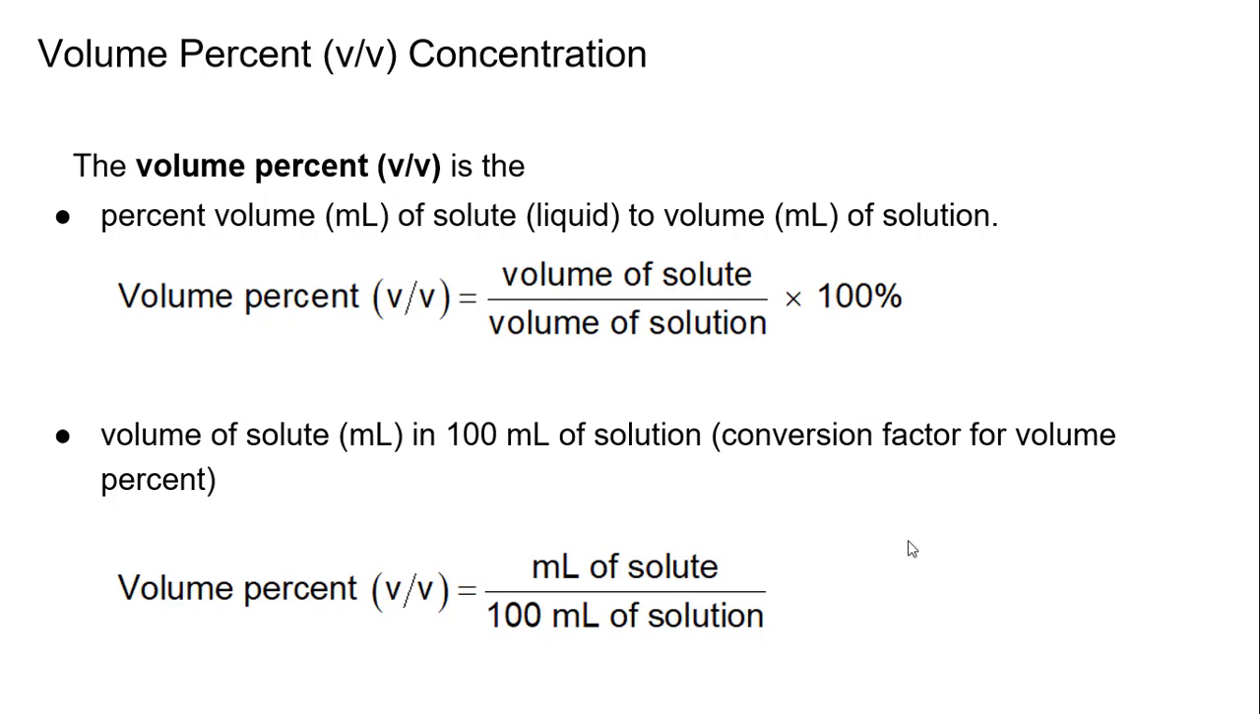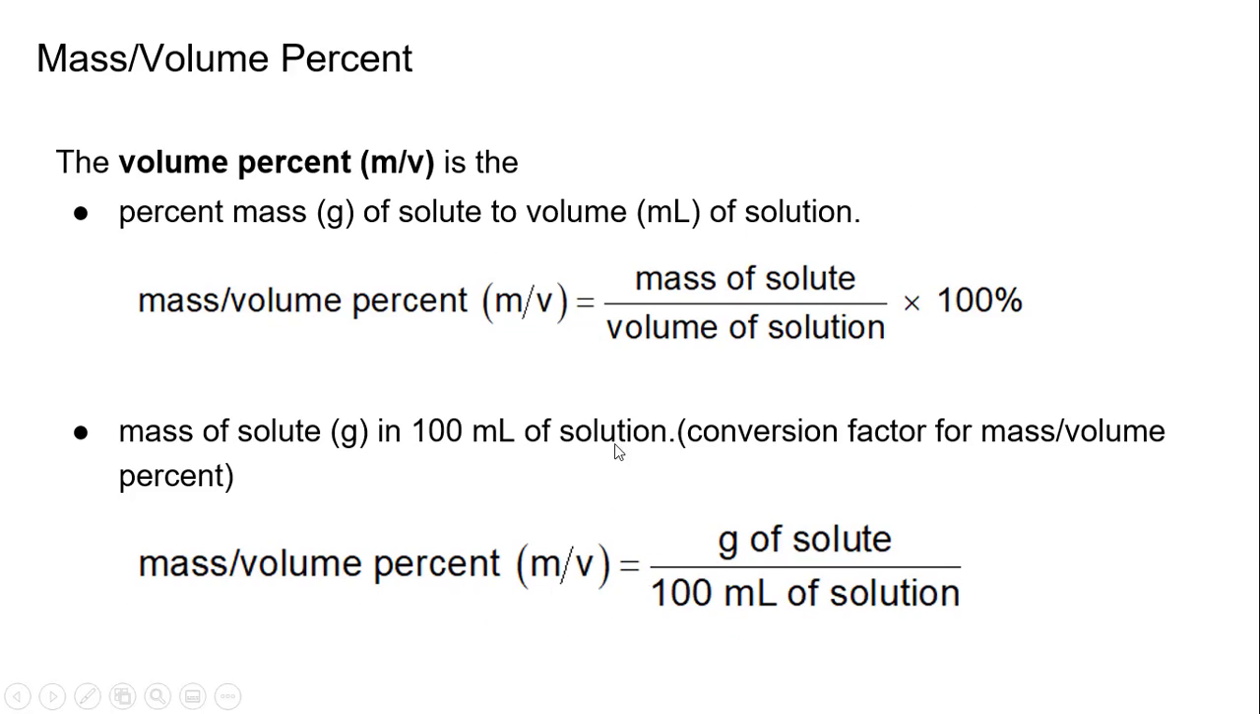Now we're going to look at volume over volume. The volume percent is the percent of solute liquid to volume. Let me just read this again. The percent volume of solute to volume of solution. So this is in mils over mils. So it's the same setup, but now we're just using different units. So volume of solute over volume of solution. And the bottom one, if we set it to 100 mils so we can use percents, is whatever the mils of solute are over 100 mils of solution.